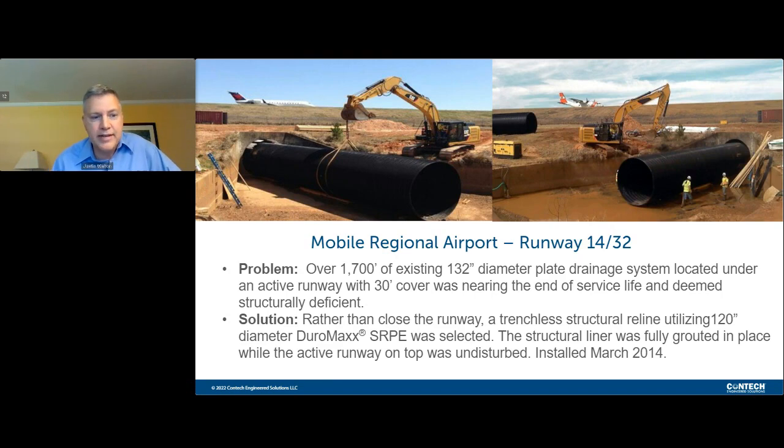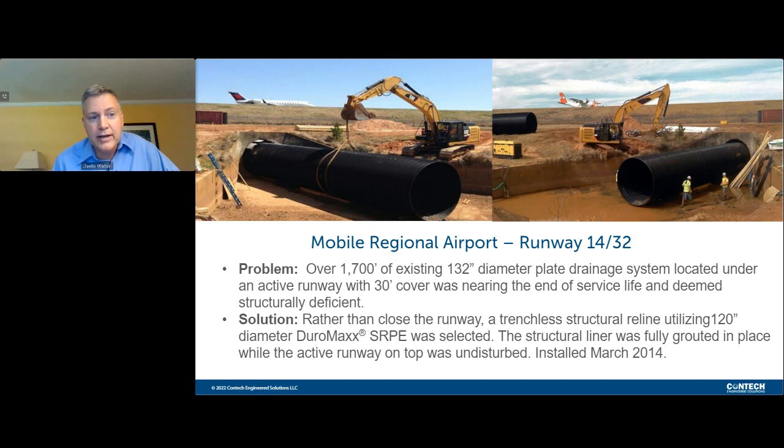This next project is at the Mobile, Alabama Regional Airport. And the problem they faced was over 1,700 feet of existing 132-inch diameter plate drainage system located under an active runway with 30 feet of cover was nearing the end of the service life and deemed structurally deficient. The solution was, rather than close this runway, a trenchless structural reline utilizing 120-inch diameter Duramax was selected. This structural liner was fully grouted into place while the active runway on top was undisturbed.